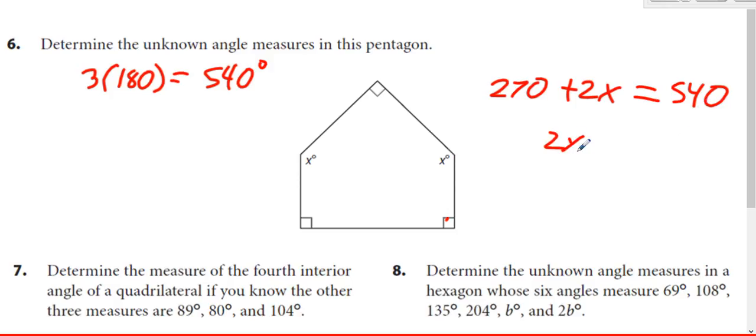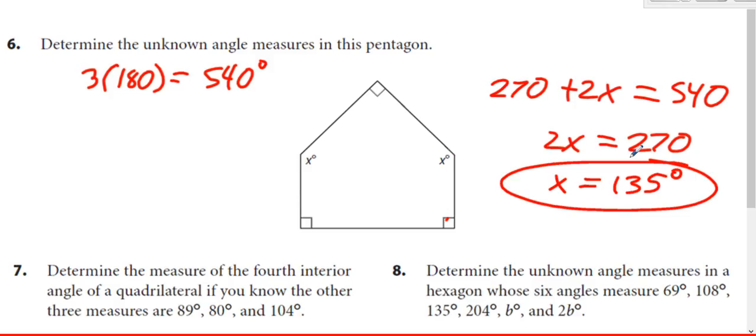Subtract the 270, so we get 2x equals 270. And then divide by 2. So x equals 135 degrees. Each of those angles is 135 degrees.